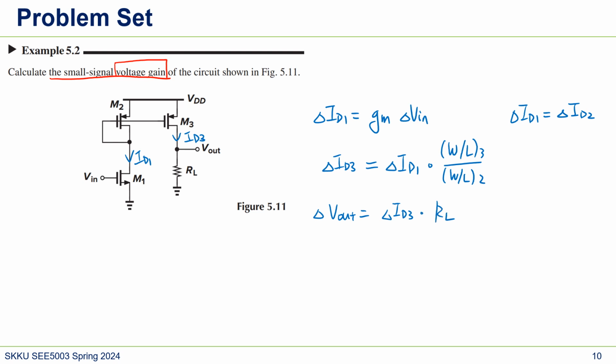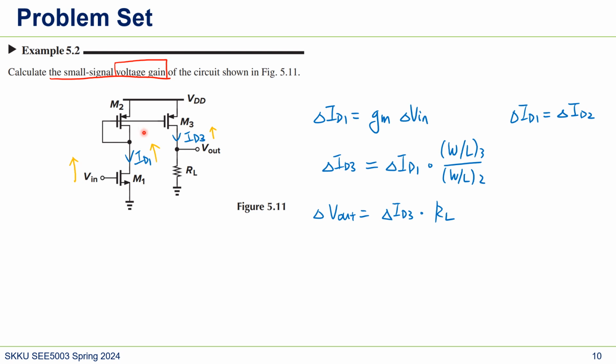And what about the polarity? Polarity is plus, so look at this. Assuming that we increase Vin, ID1 increases, right? If ID1 increases, because of this current mirror, ID3 also increases. If ID3 increases, the Vout is the current times RL. So the polarity is plus.